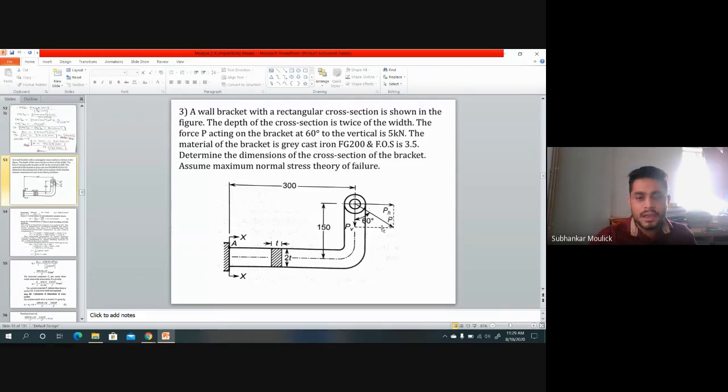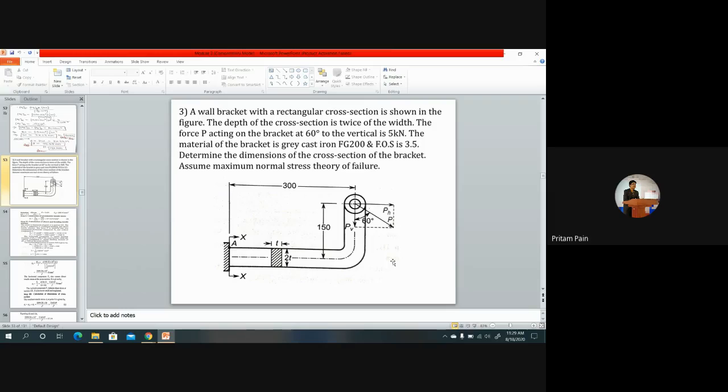This force P makes an angle of 60 degrees with respect to the vertical. I have to resolve this force P into two components: the horizontal component PH and the vertical component PV. From the geometry, PV will be P cos 60 and PH will be P sin 60. Yes or no? Yes, sir. Then why did you say 0? Sir, I thought PV should be plotted along PH.